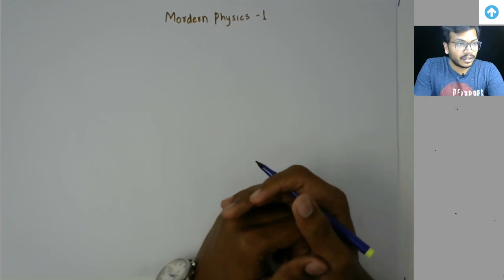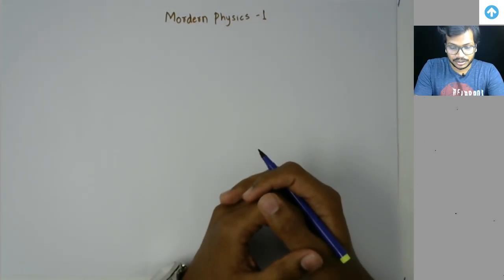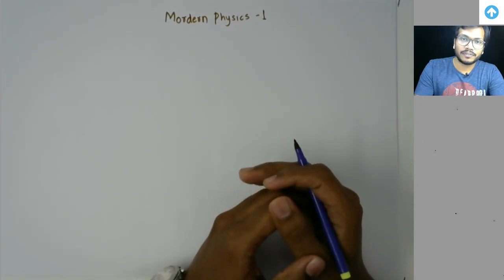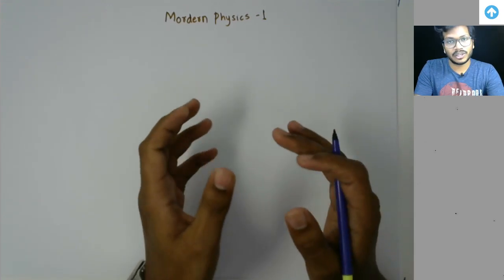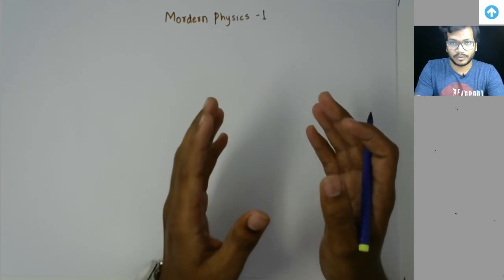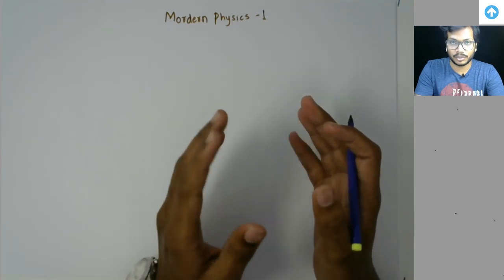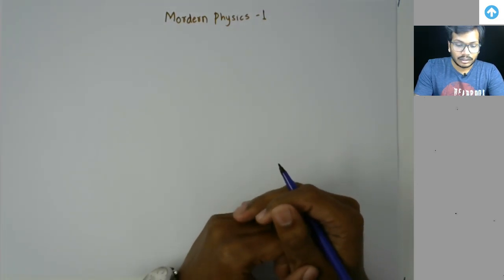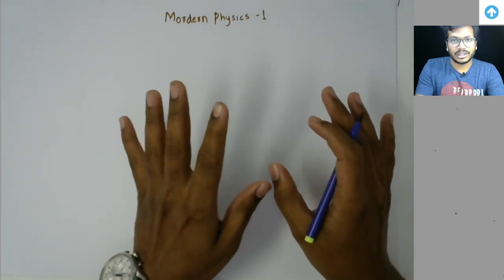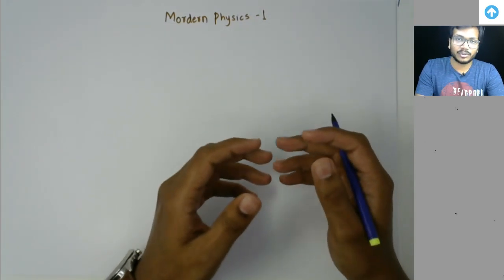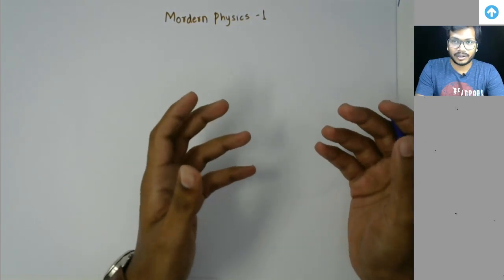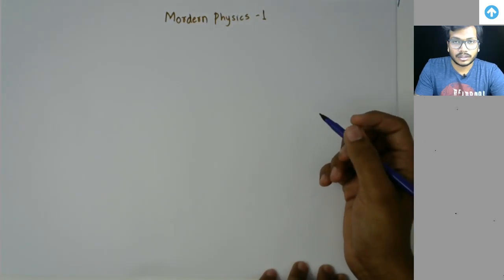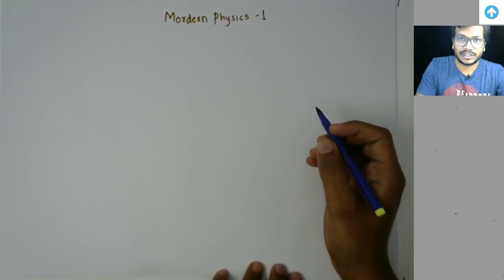Hello students. Today we are going to start a session on modern physics. Modern physics in the JEE Mains paper usually comes around 4 to 5 questions, which translates to 16 to 20 marks, and this topic is mostly formula based. So I would suggest that you work on this and you'll do better in your exams, hopefully. So let us start from the beginning of modern physics.